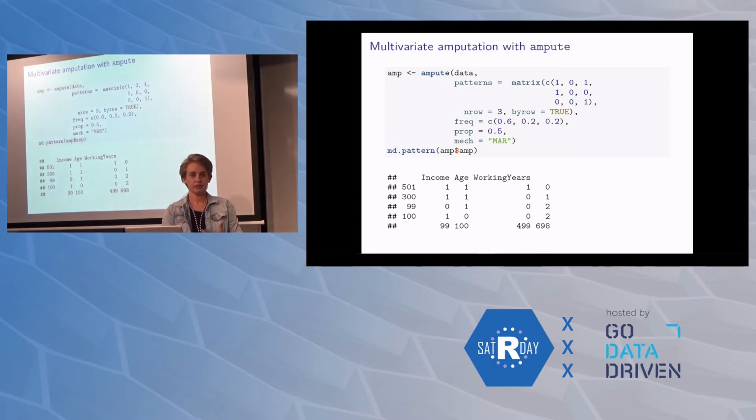Then another thing that is very important when you generate missing data is the mechanism. In this case, we specified the mechanism is MAR.